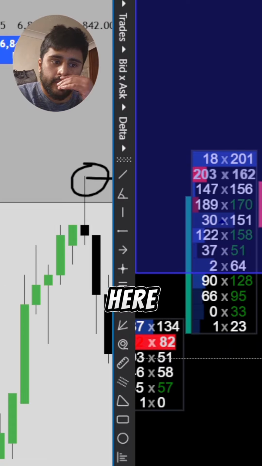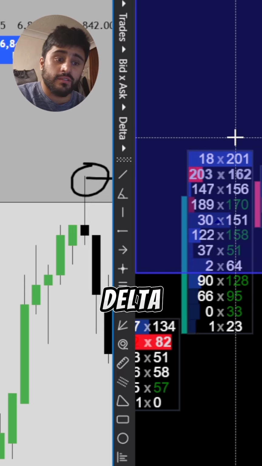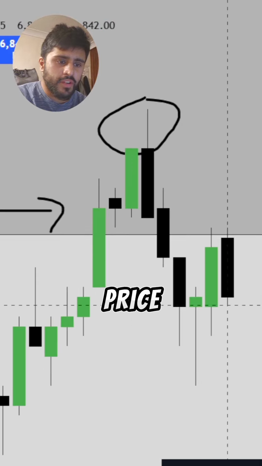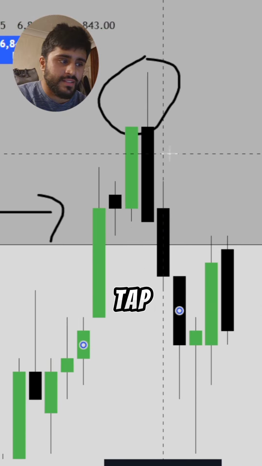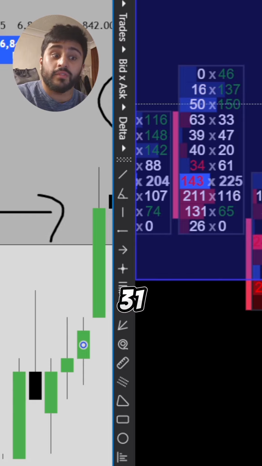So what I'm looking for here is specifically our first tap, 18 for 201. So we see a lot of blue delta, aggressive buyers, right? And the market rejects lower. Now when price moves into the zone, we have our second tap over here. We saw 0 for 46, 16 for 30, 137, right?